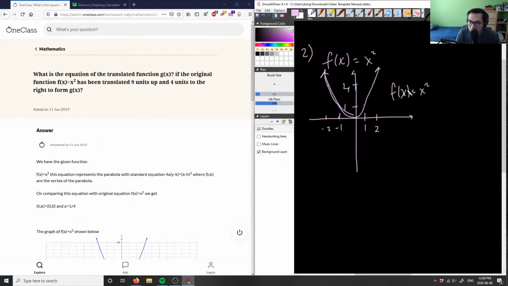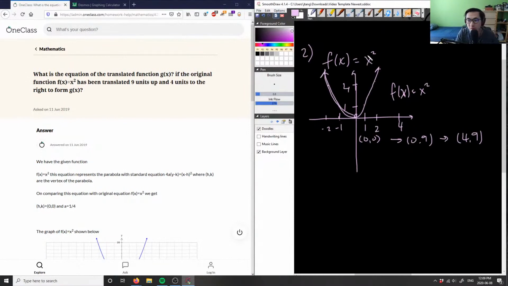And now it's asking us, okay, what is the equation of the translated function if we're moving 9 units up and 4 units to the right? Well, if I move 9 units up, I can think of this point as 0, 0. I'm moving to 0 and 9, and I'm also moving 4 units over. So our new parabola is going to start at 4 and 9 here. It's going to start at 4, which is all the way here, and up to 9, which is going to be up here.